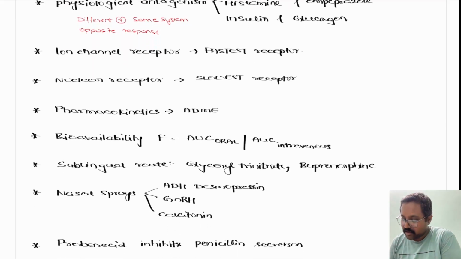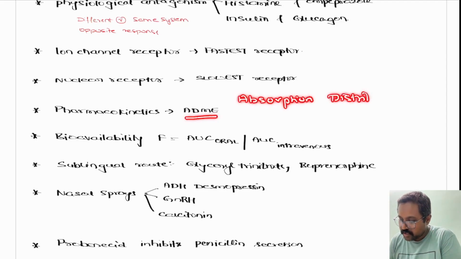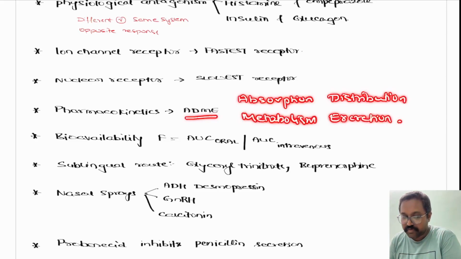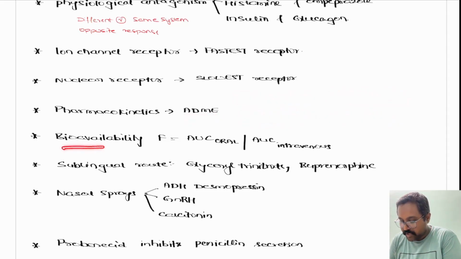So what do you understand by pharmacokinetics? Pharmacokinetics is the study of ADME. A stands for absorption, D stands for distribution, M stands for metabolism, and E stands for excretion. These are the four components of pharmacokinetics.